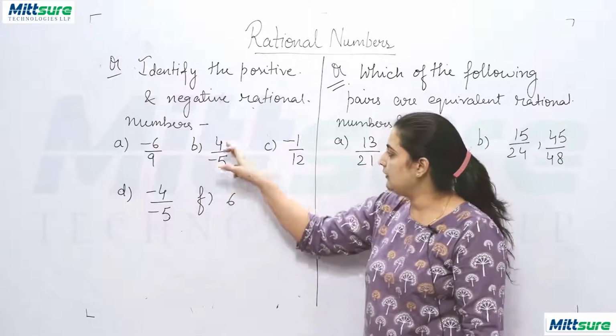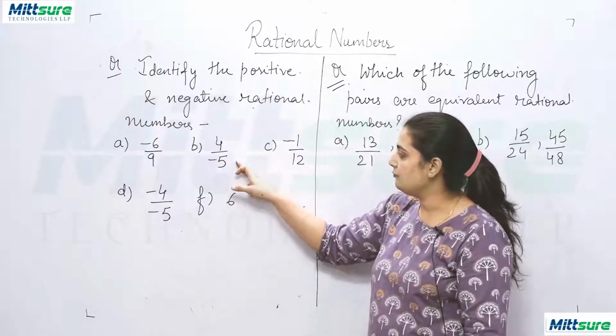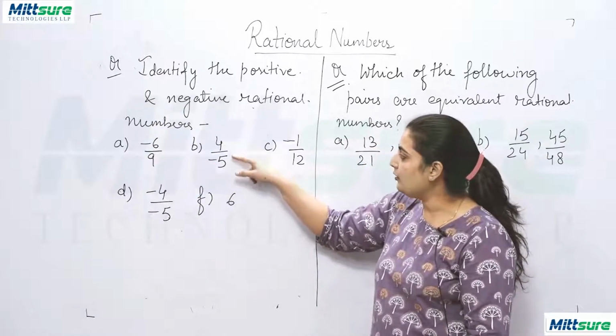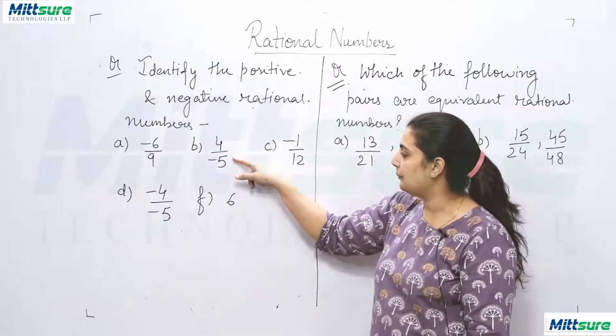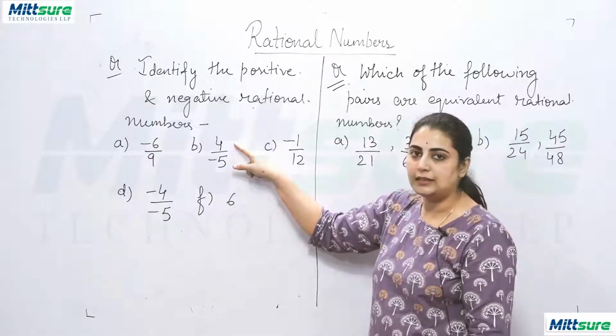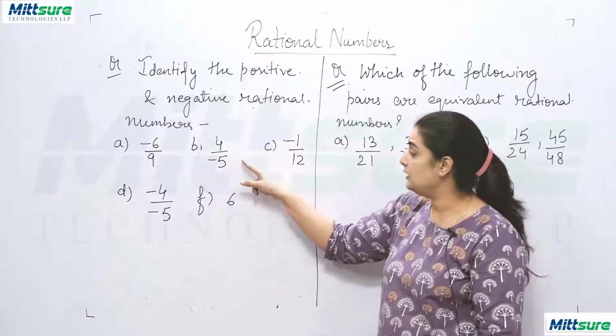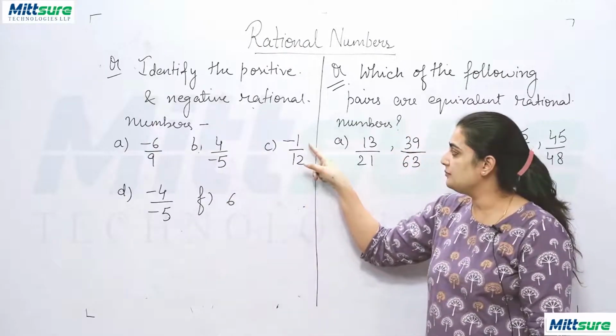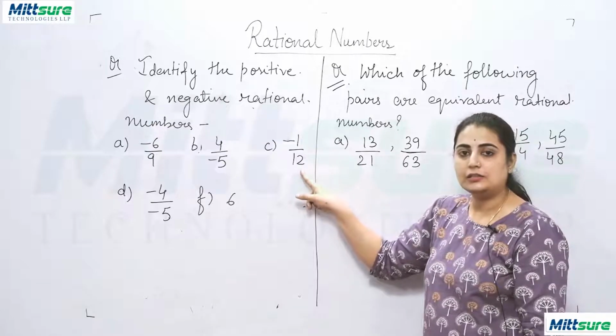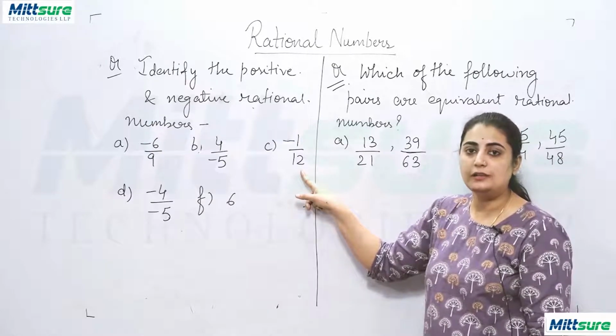Now here again in B, it is 4 upon minus 5. So one of the P and Q numbers is negative and the other is positive. So again this is also a negative rational number. Here it is minus 1 upon 12. It is also a negative rational number.